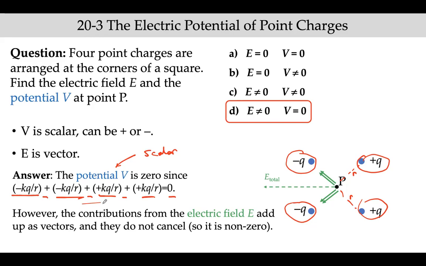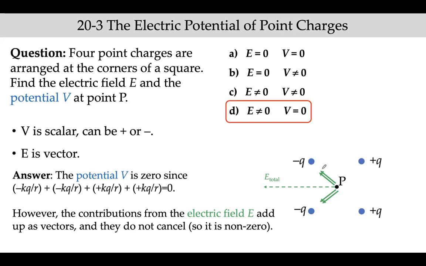Now, as for the electric field, it's a vector, so we have to be careful. We have to do vector addition. Let's look at the electric fields that each of these point charges create at point P. First of all, this is a negative charge, so the electric field that it creates at point P in the middle will be towards itself, because remember, if you have a negative charge, the electric field lines are towards that charge. So in this case, it will have this electric field.